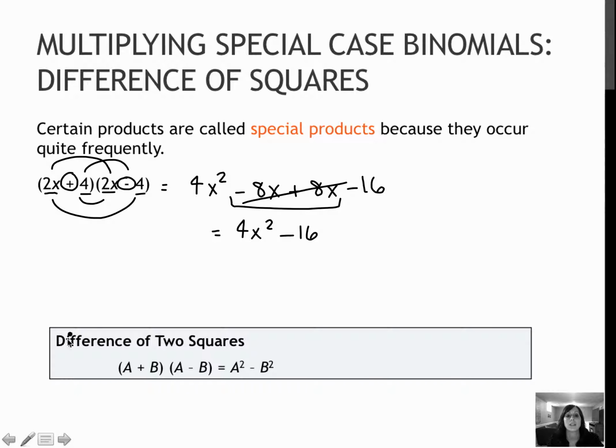Now this will happen every single time that I have the same values but a different sign in between. This is called the difference of squares pattern, because all I would have to do then is take my 2x and square it, and take my 4 and square it and put a minus sign in between. Notice 2x quantity squared is 4x squared, and 4 squared is 16, and so I would end up at the same answer as when I FOILed. These patterns aren't super important for our material this week, but when we start factoring polynomials, that's when you're going to really want to know these patterns, so keep those in mind for now.